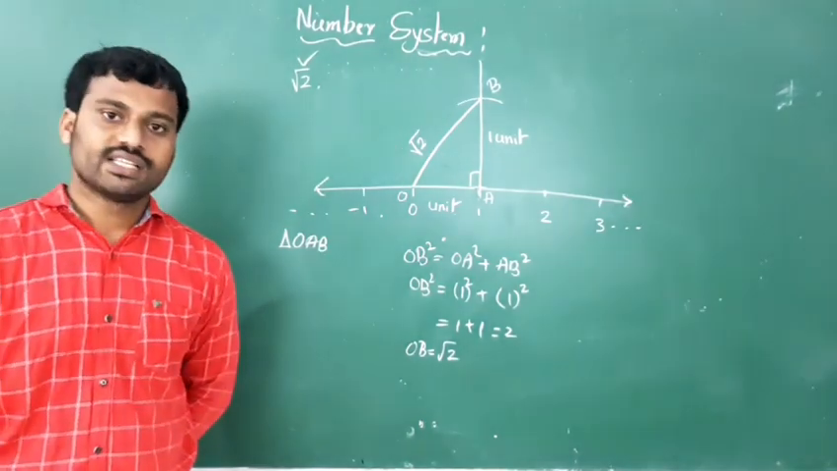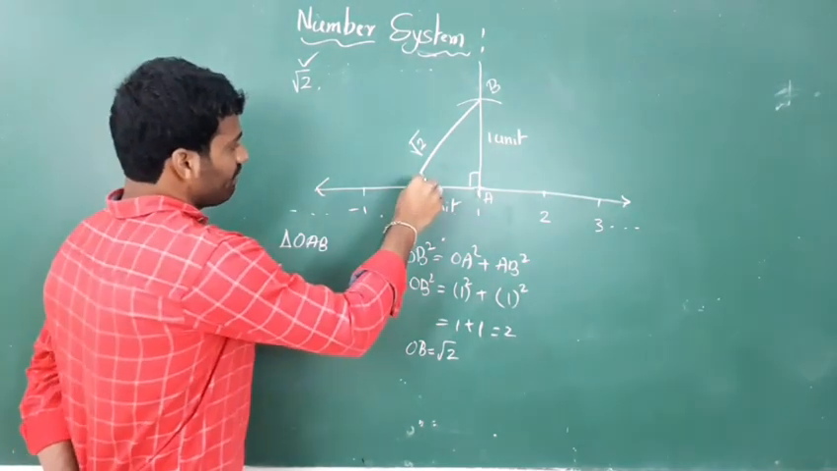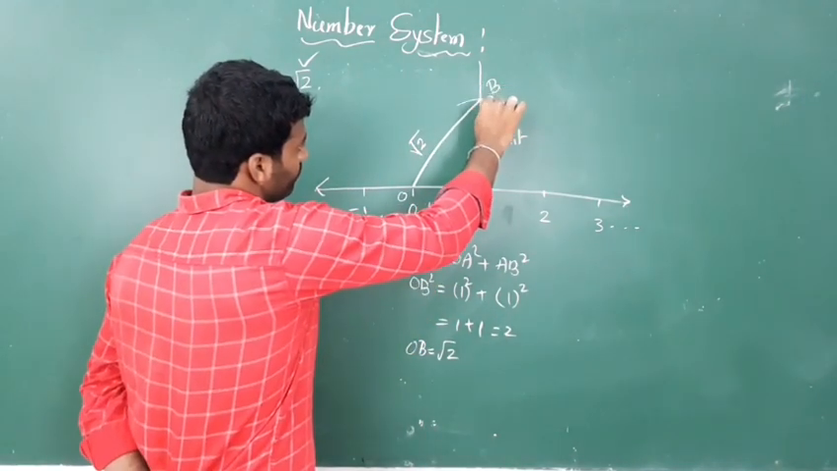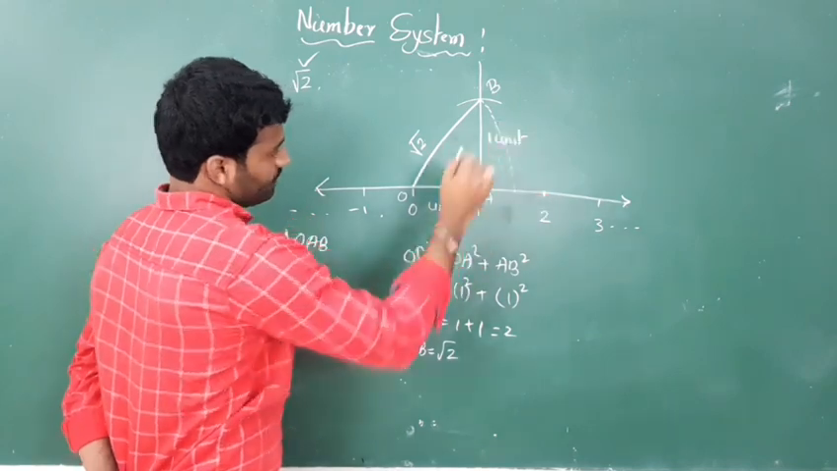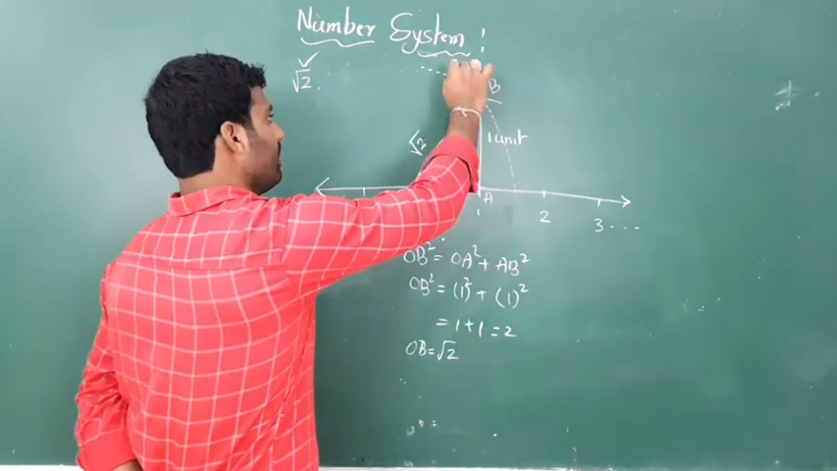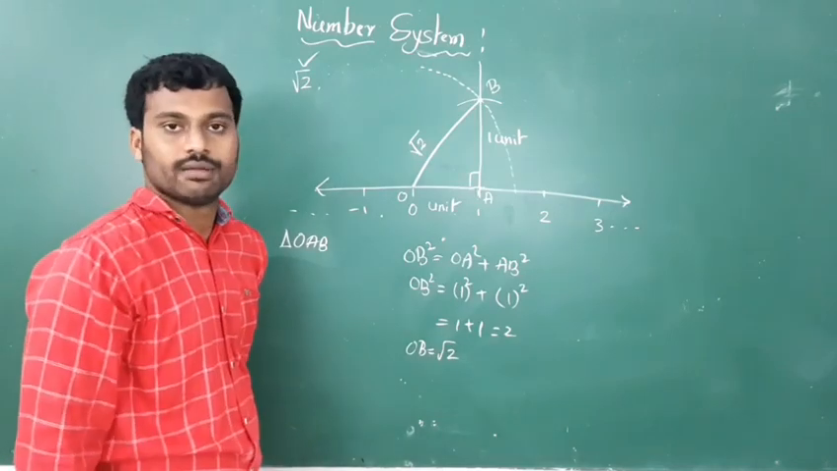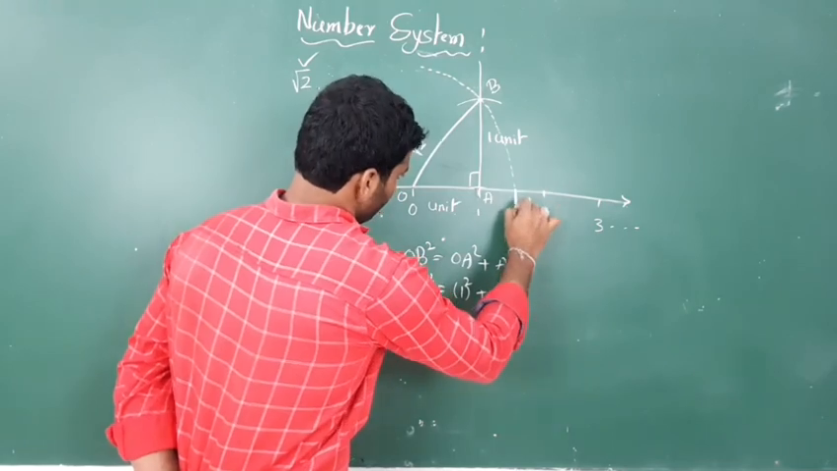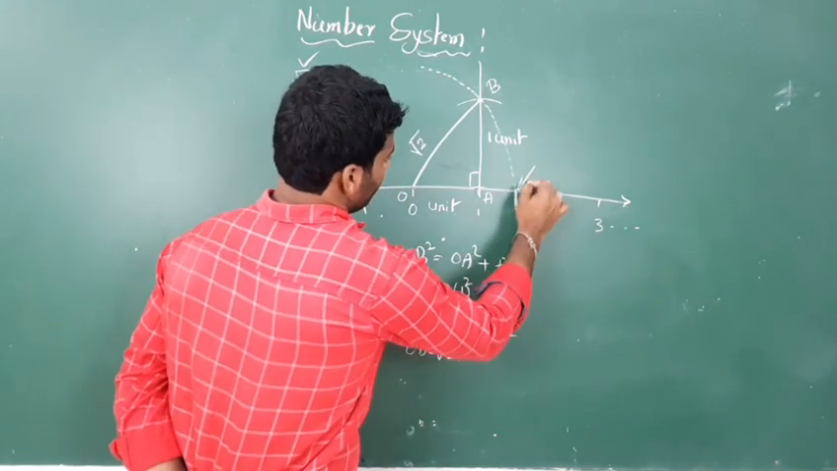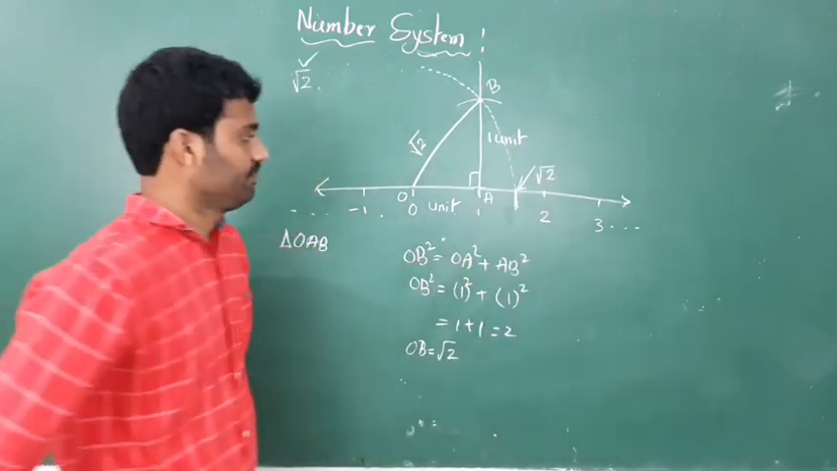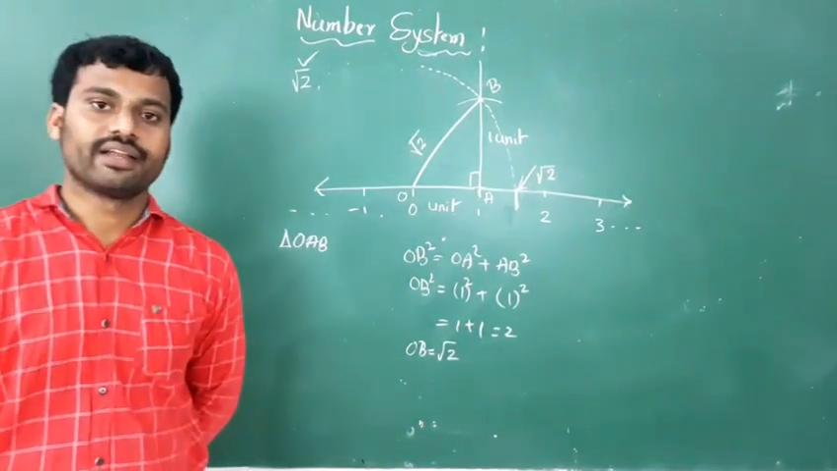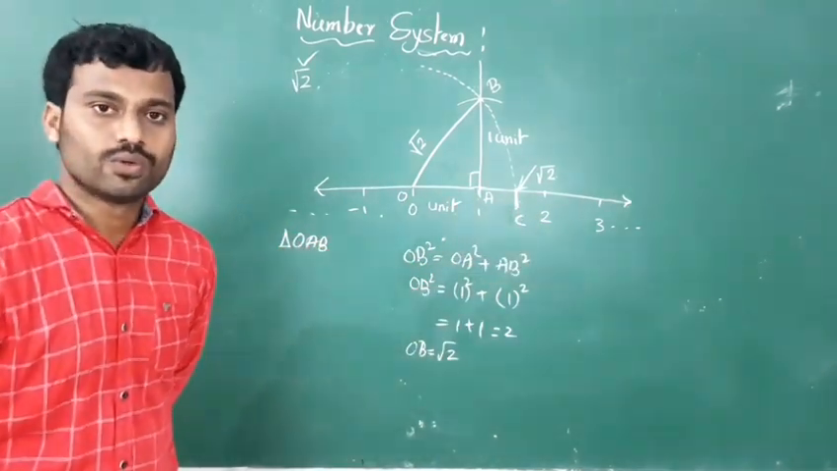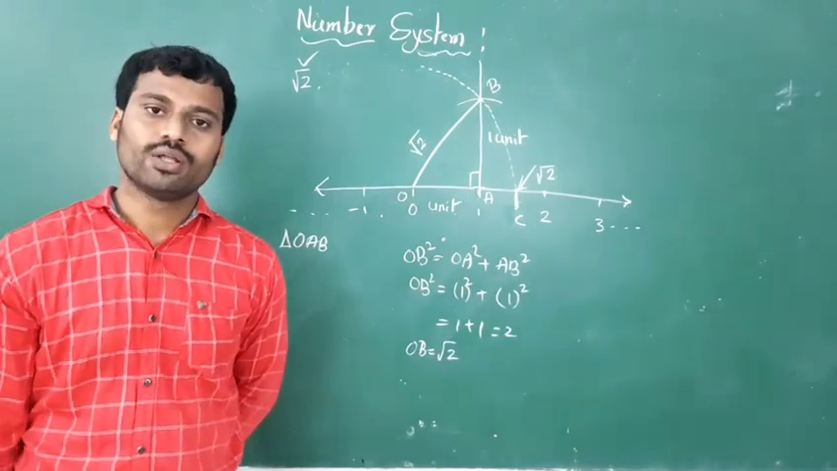Correct or not? With the help of compass, from here to here, the length you have to take and you have to put an arc, to the number line which is passing through point B. Where it intersects, the intersecting point on the number line is root 2. From O to this point is C. OC value, O to C value will be root 2.